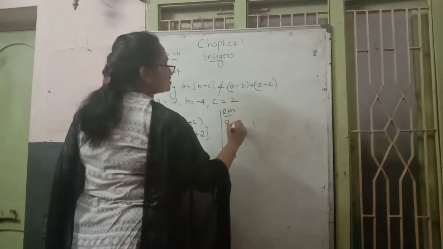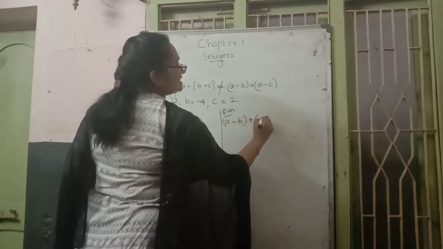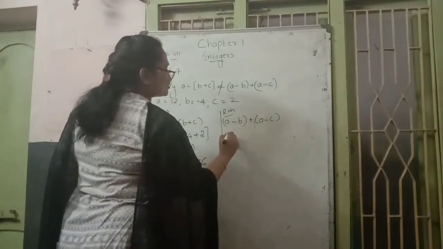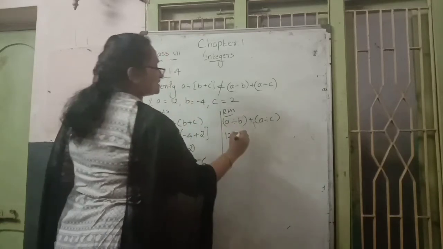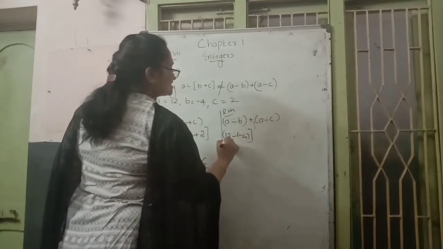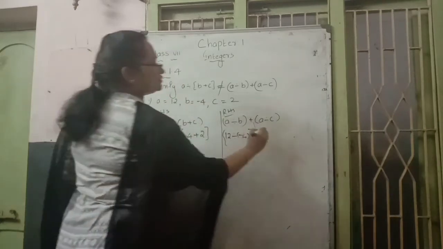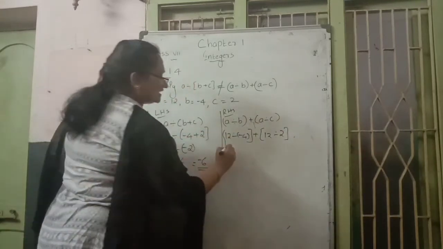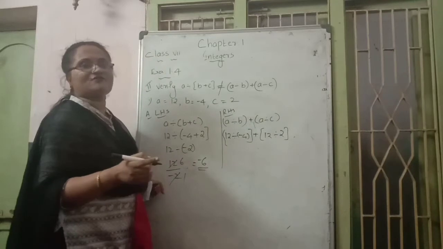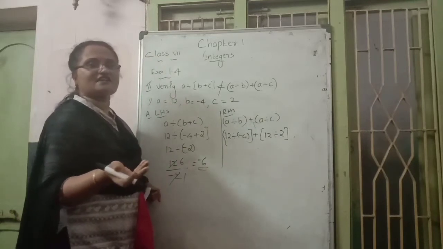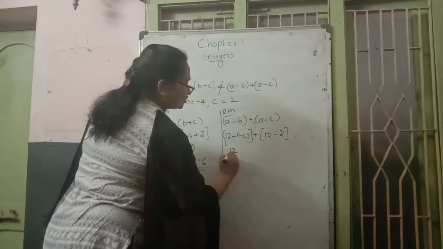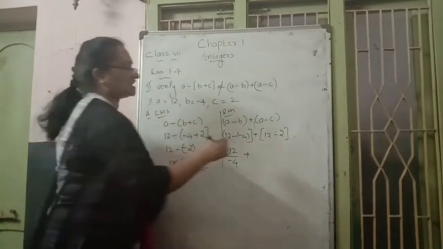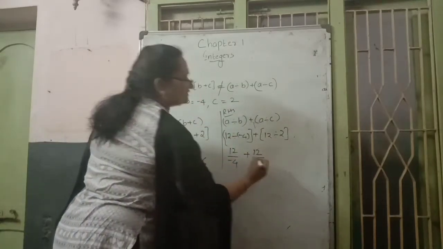Same way, the RHS part of the expression is A divided by B plus A divided by C. That means in the first bracket A value is 12, divided by B value minus 4, bracket closed, plus in the second bracket A value 12 divided by C value 2. Again calculation. Here an easy way is fractional form: numerator 12 and denominator minus 4, then the second bracket also in fractional form, 12 divided by 2.